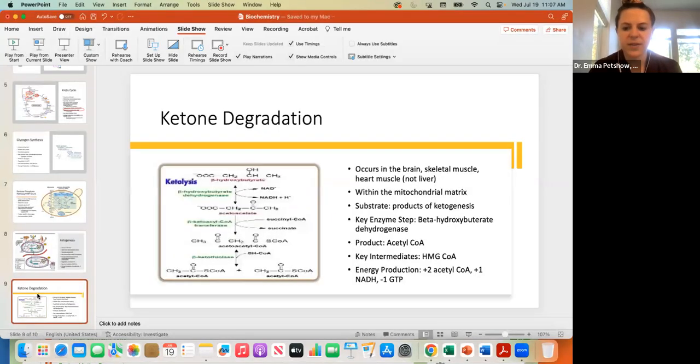If you wanted a different version of it, you can see here brain, skeletal muscle, heart, within the mitochondrial matrix. Breaking things down, I have beta-hydroxybutyrate dehydrogenase here as a key step, but it's not the rate limiting step on this. It's what I mentioned before. Product is acetyl-CoA, HMG-CoA is your intermediate, and then this is your energy production. 2 acetyl-CoA, 1 NADH, and you do have to use a GTP.